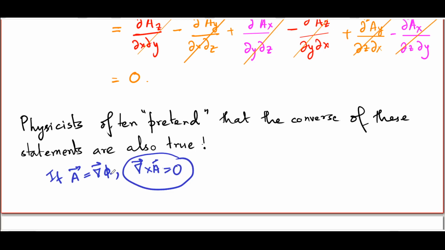But because curl vanishes, physicists very often will just say that that gives you a sure shot proof that A is the gradient of a scalar. In fact, we do this in mechanics all the time, and we introduce a scalar function whose gradient, or rather the negative of whose gradient, gives us a force. That scalar function is very, very important in physics. It's called the potential energy.